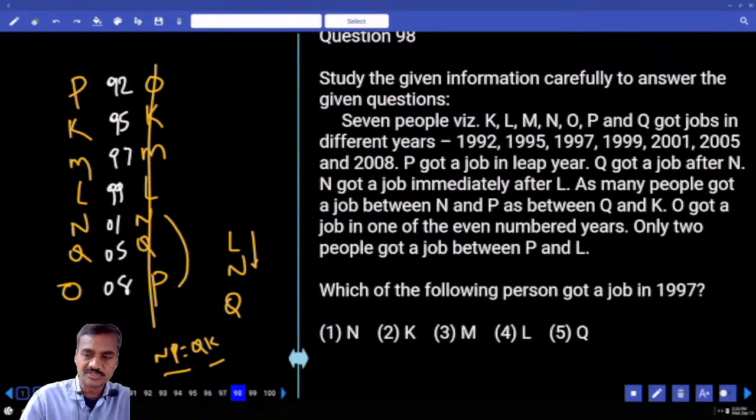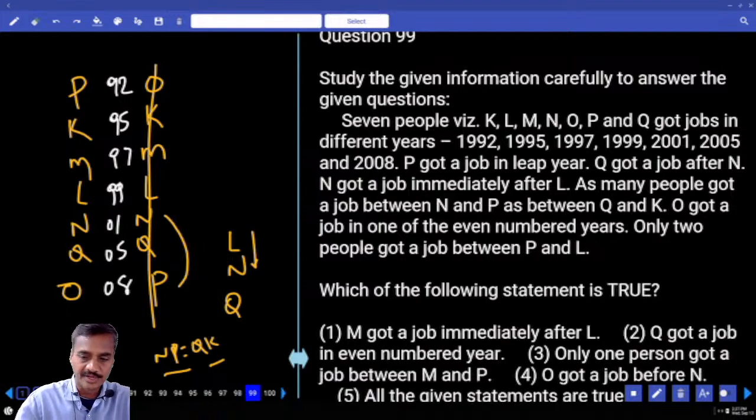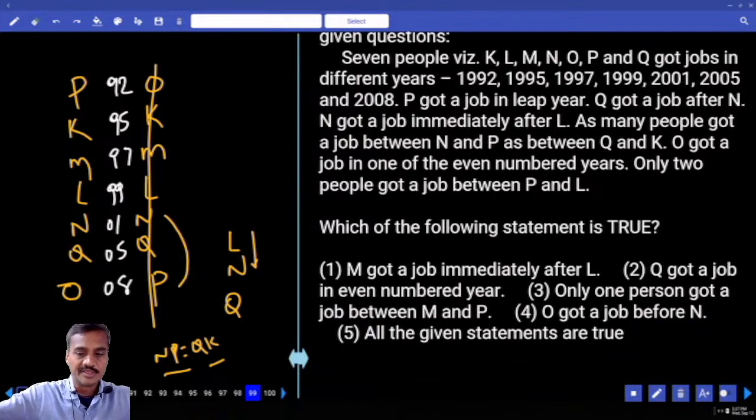Which of the following persons got a job in the year 97? M, that is choice 3, 98. Which of the following statements is true? M got a job immediately after L, that is false. Q got a job on an even number year, that's again false. One person got between M and P, yes, definitely true, choice 3, question number 99.